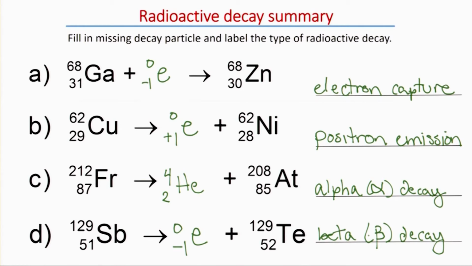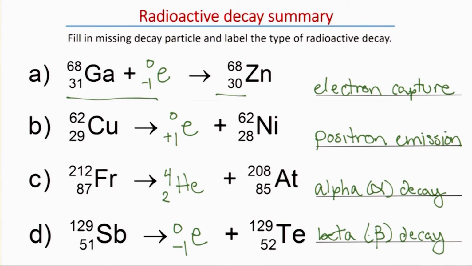All right, I hope you were able to figure this out as well. The first one was an easier one. It was the only one that was on the left-hand side. So this is the one that was the electron capture. Electron comes in, and you can see that the atomic number has gone down by 1. We've had a proton converted into a neutron.